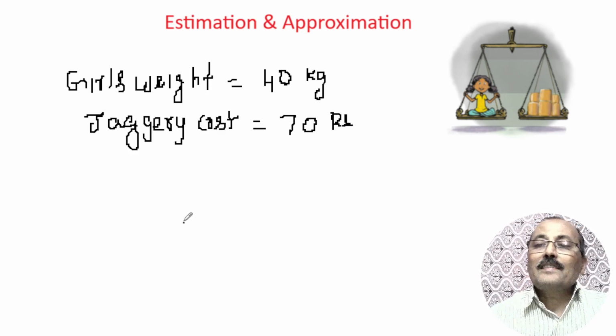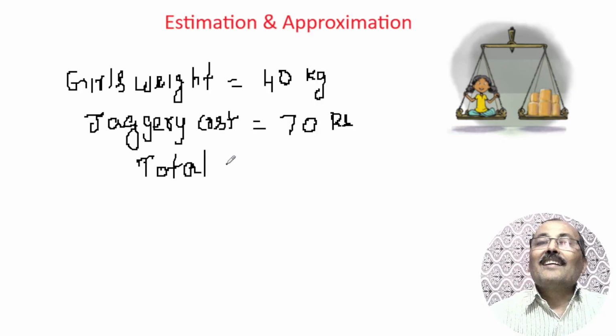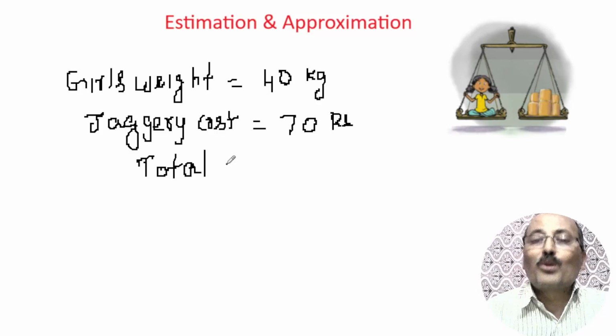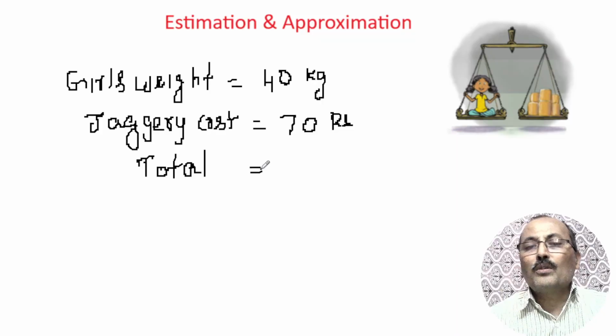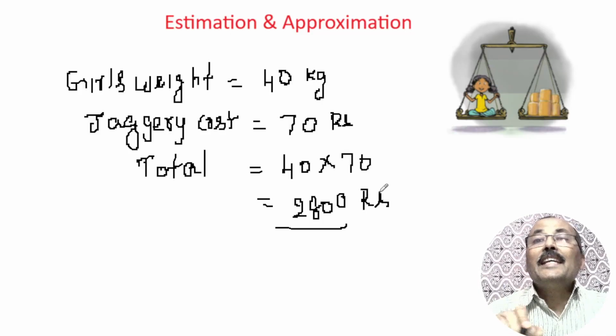Next, what is the total cost? This is the statement sum. They are giving a picture and a statement in the form of a story. Take your book and read the story; it will be very interesting. Now the total cost is a simple approximation, a simple calculation. 40 into 70: 7 fours are 28, so 2,800 rupees will be the cost equal to her weight.